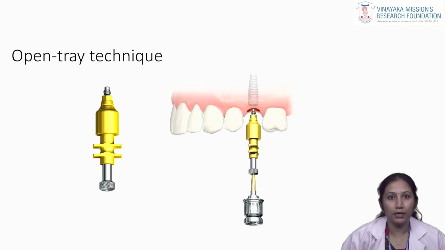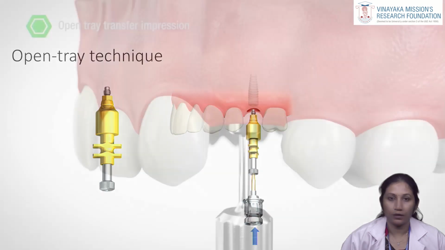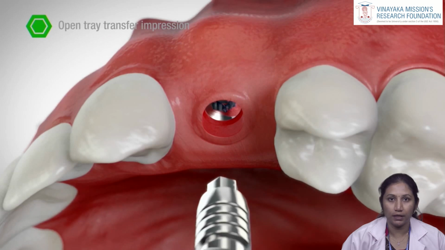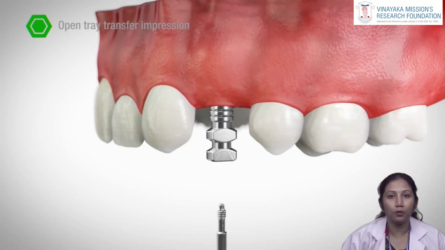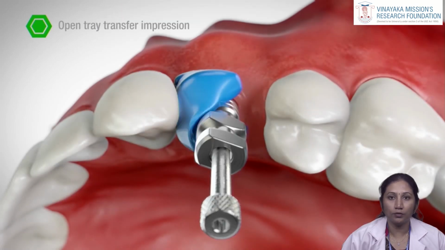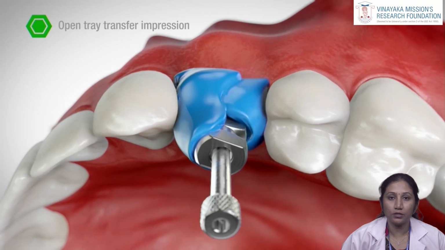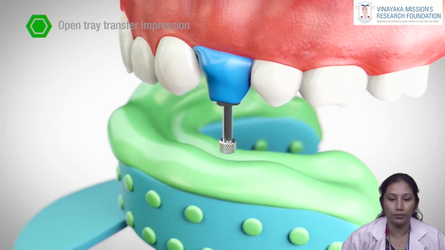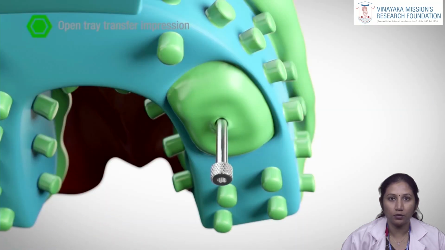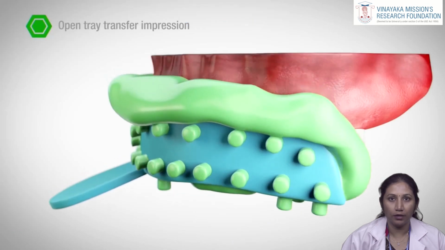Next comes the open tray impression technique, where we use a custom tray or a stock tray with an opening or a window corresponding to the implant impression posts. This video illustrates how to do an open tray impression technique, and the healing abutment is replaced with an open tray impression post. A part of the long screw emerges out of the impression tray and it should be unscrewed before removing the impression from the mouth. Here the video shows an impression tray which has a window and the screw is removed from the impression while removing.